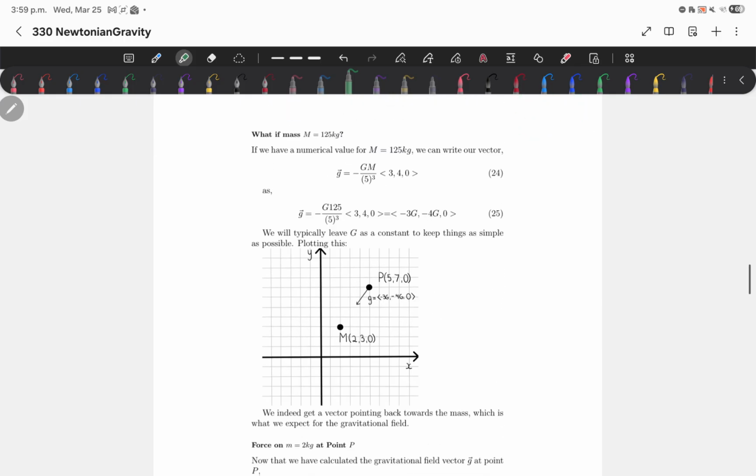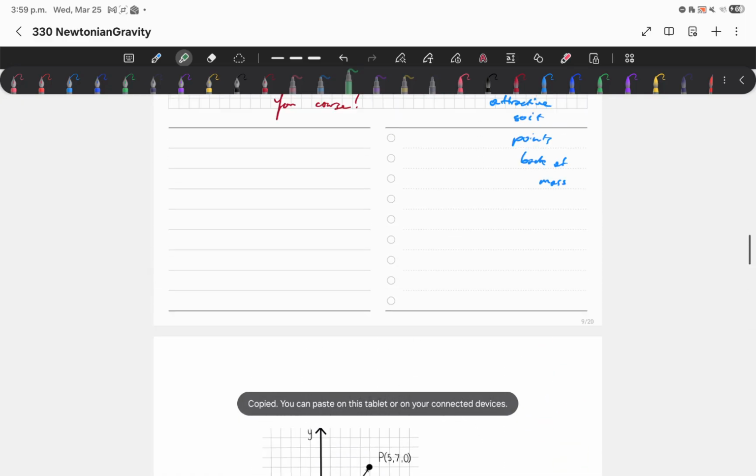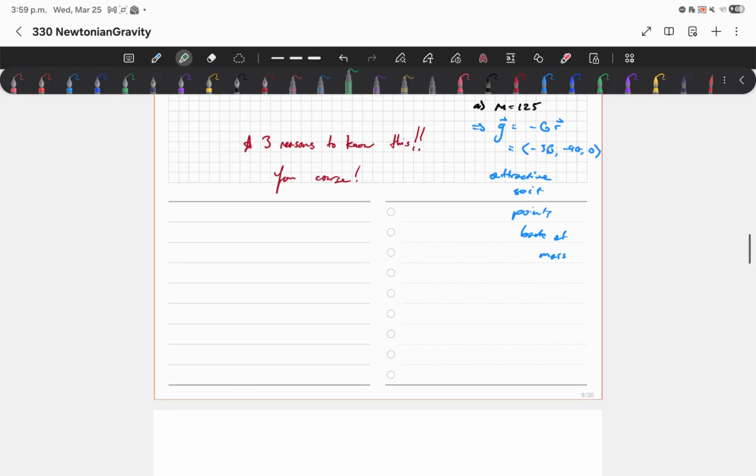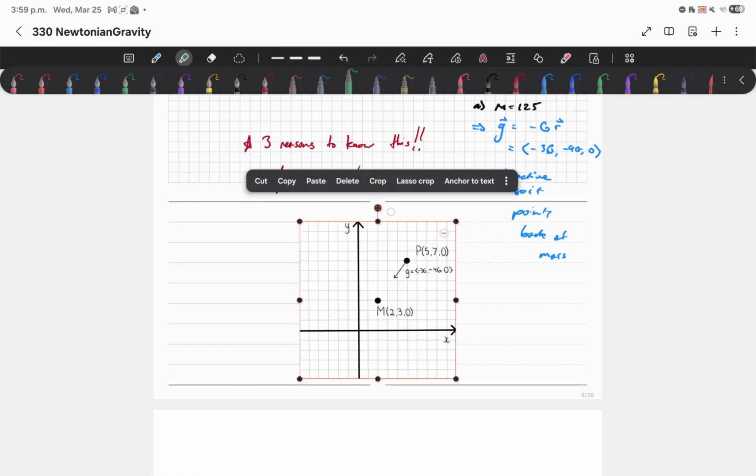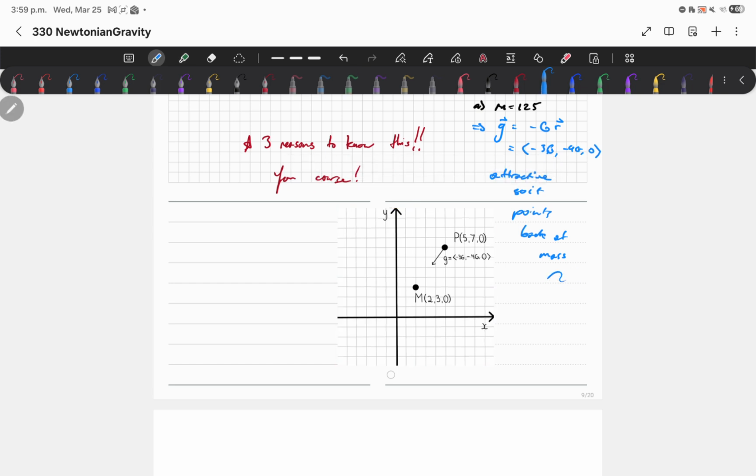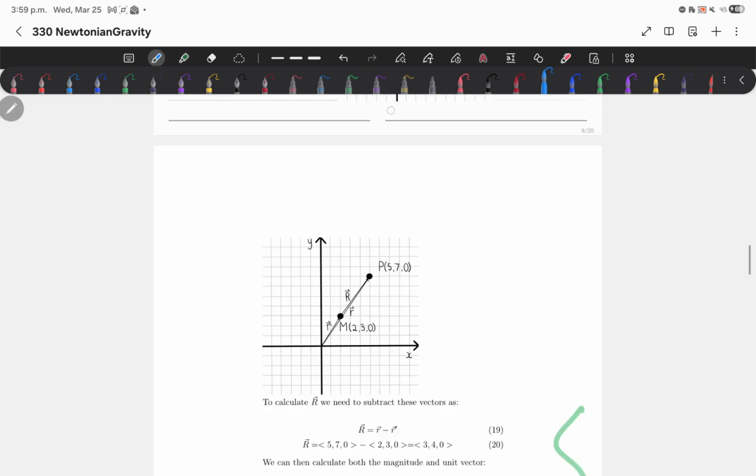So anyway, the gravitational field points back in towards the mass, and we could do this everywhere on this grid. All of the vectors would point back in towards this mass, the further out we get, the smaller the vectors would get, and so forth.